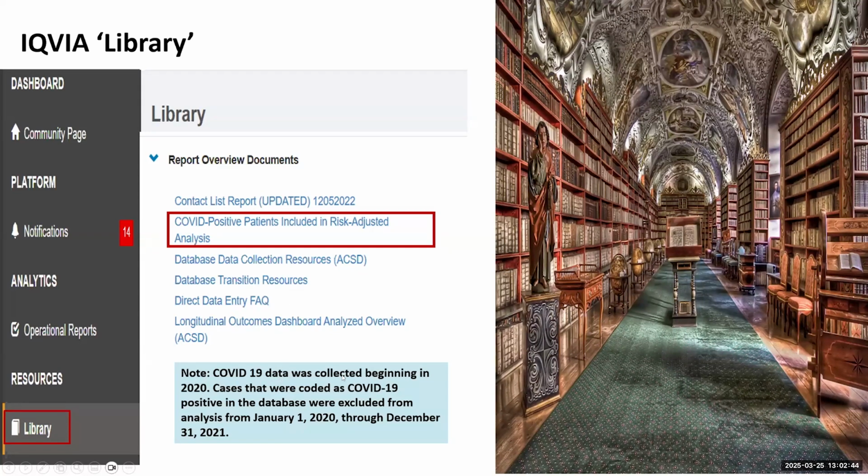COVID-19 data was collected beginning in 2020. Cases that were coded as COVID-19 positive in the database were excluded from analysis from January 2020 through December 31, 2021. People ask me that question quite a bit, especially when they're looking at their data over time and they're like, well, was this patient excluded? So if you need those dates, it's in the IQVIA library.